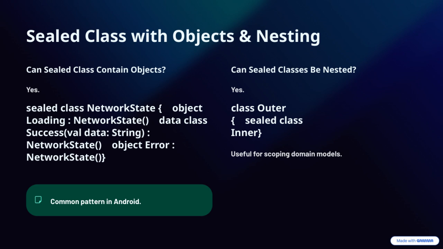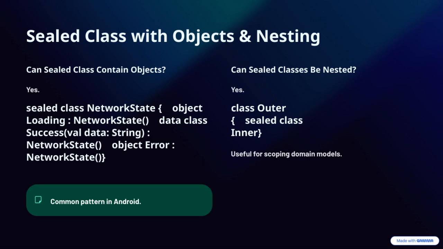Moving on, nested sealed classes are frequently used in Android development. For example, the network state sealed class here illustrates different states a network request can be in, such as loading, success, or error. Notice how success carries data, while loading and error are objects. This pattern makes handling different states straightforward and type-safe.